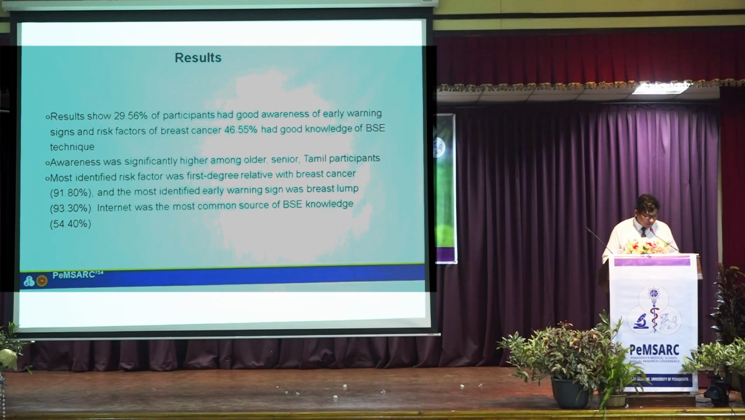Our results show that 29.56% of participants had good awareness of early warning signs and risk factors of breast cancer. 46.55% had good knowledge of BSE technique. Awareness was significantly higher among older, senior, and Tamil participants. The most identified risk factor was a first-degree relative with breast cancer, and the most identified early warning sign was breast lump, while the internet was the most common source of BSE knowledge.